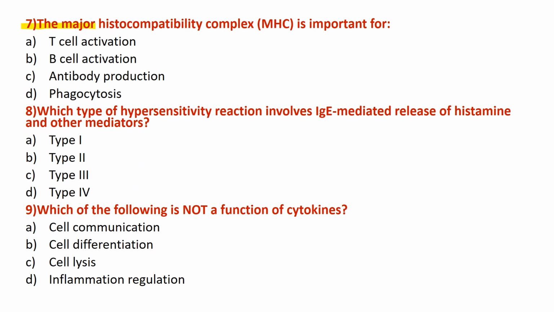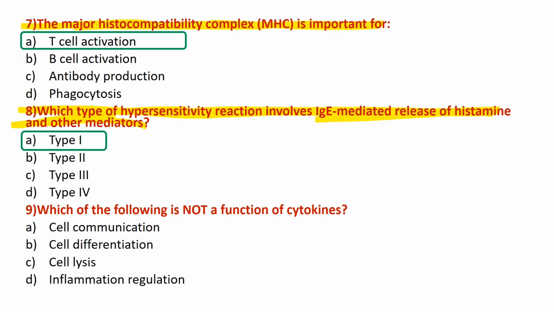Question number 7 is, the major histocompatibility complex MHC is important for? And the right answer is option A, T cell activation. Eighth question is, which type of hypersensitivity reaction involves IgE mediated release of histamine and other mediators? And the right answer is option A, type 1 is due to involvement of IgE.